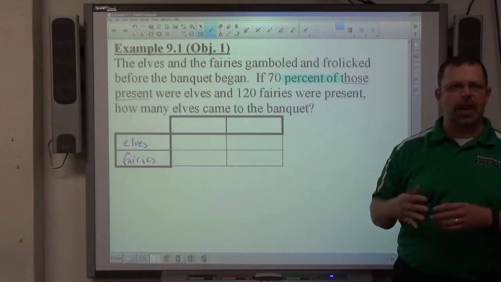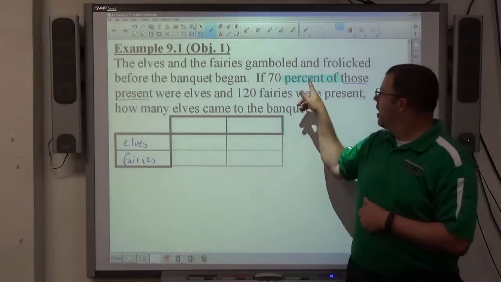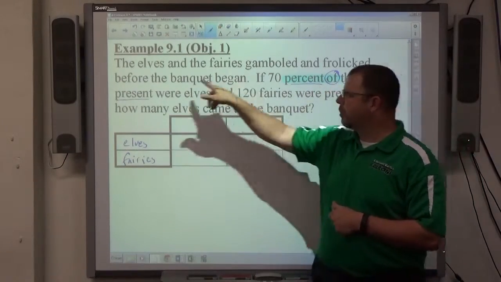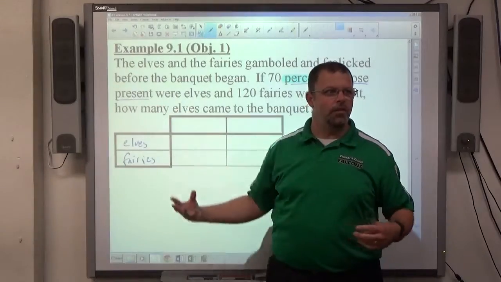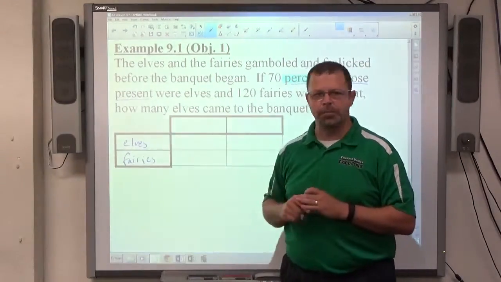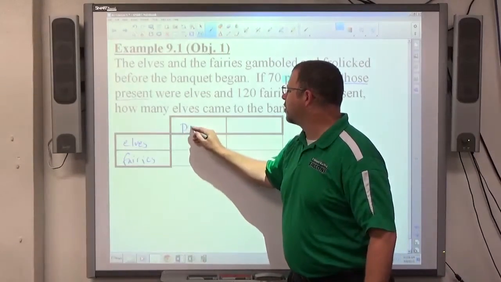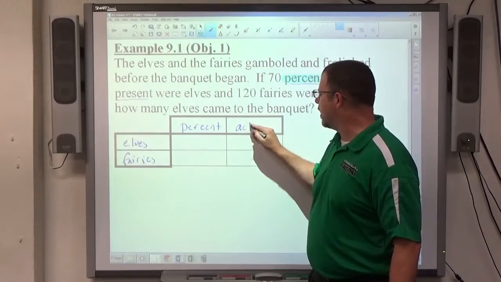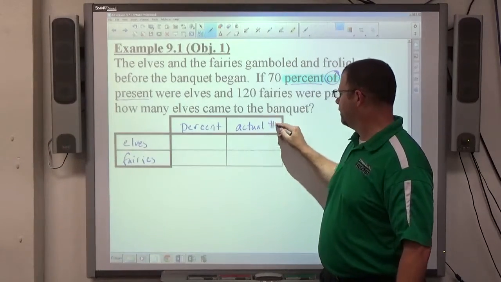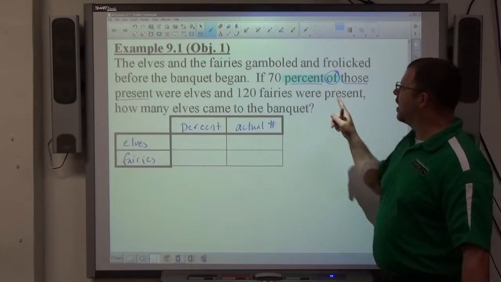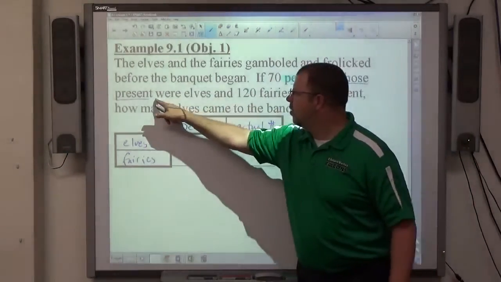So again, if you want to establish the parts and the wholes, if you see the word of after percent, it makes it a part whole. Those present is the whole. The things creating that group are the parts. Elves and fairies create that group. All right. Once I see it's a percent of problem, I'm going to put percent in one column and actual number in the other column. And if we take a look at the percents, it says 70% were elves.